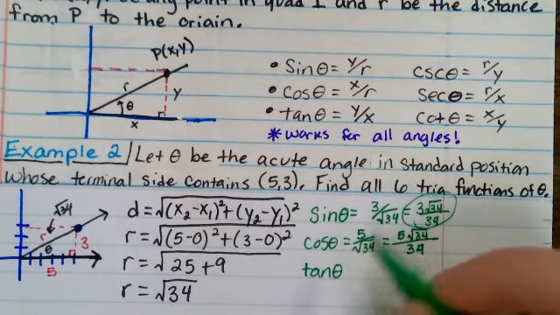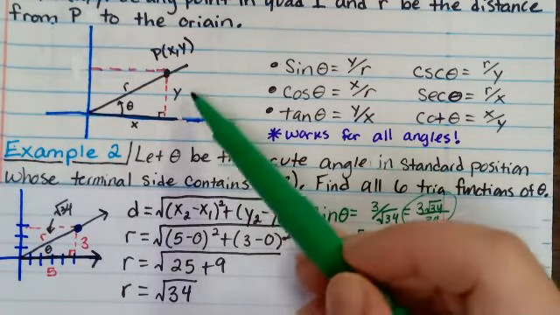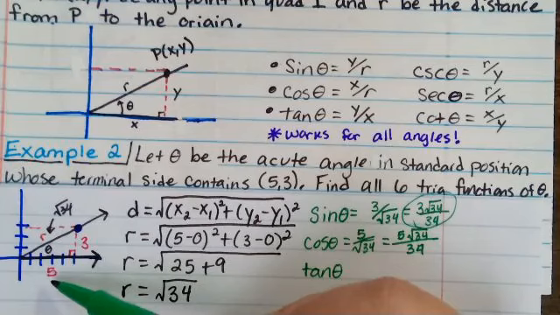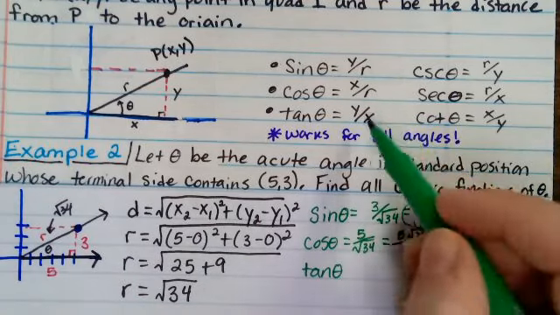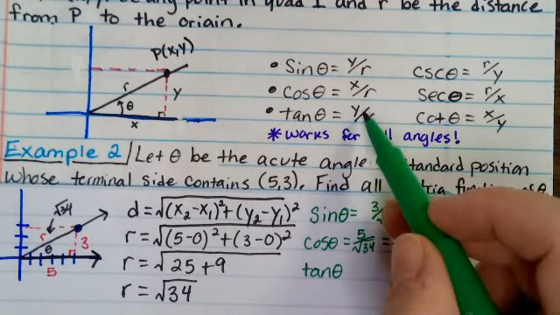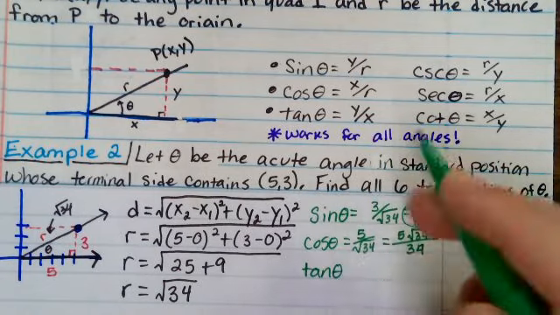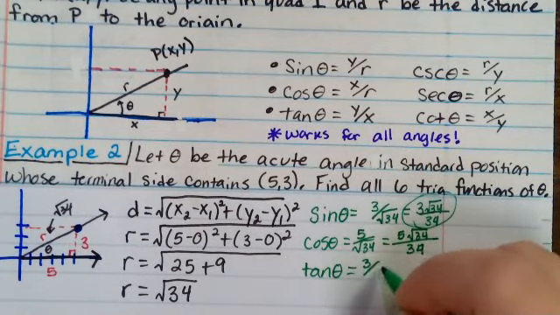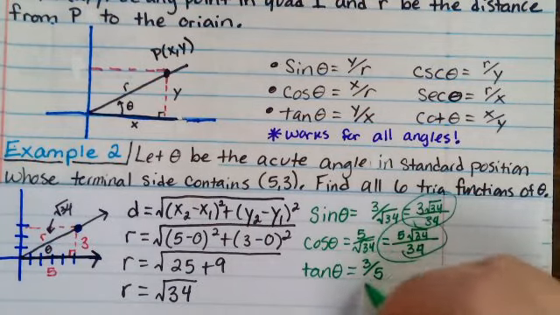All right, tangent. Tangent is going to be opposite over adjacent. Opposite over adjacent, right? 3 over 5. But do keep in mind that's the same thing as the y over the x. Y over x, 3 over 5, right? And I don't have to rationalize that. It's already good.